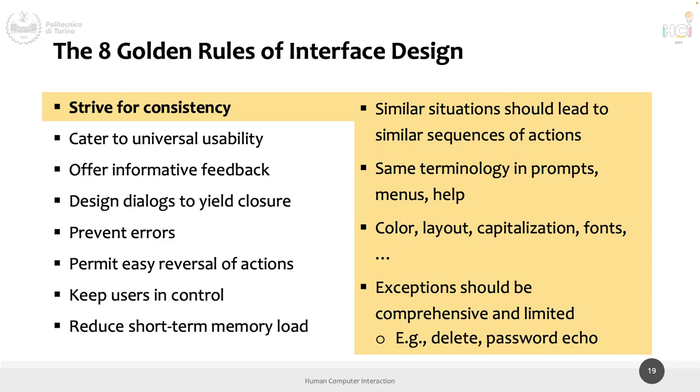So right, we didn't yet start to think and speak about graphical user interface, and we are still in this little bit vague and general framework about interface in general for now. So the first rule says strive for consistency. And if you think about that, what is written here is something reasonable. Similar situations should lead to similar sequences of actions. So if I do something and the output is X, and if I redo something similar, the output should be something similar to X. So nothing really strange, but still something to remember.